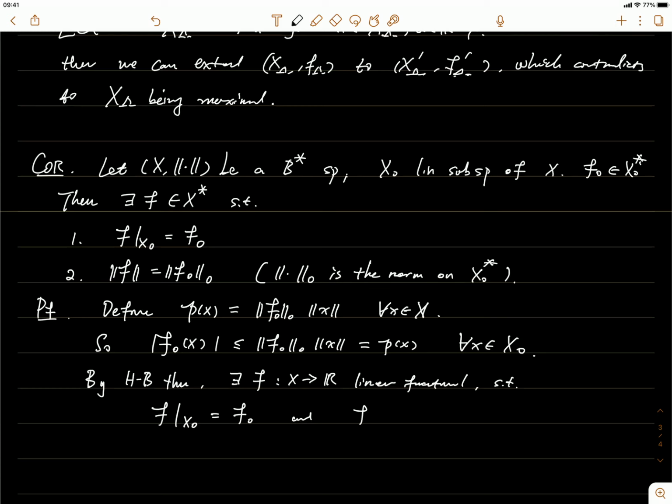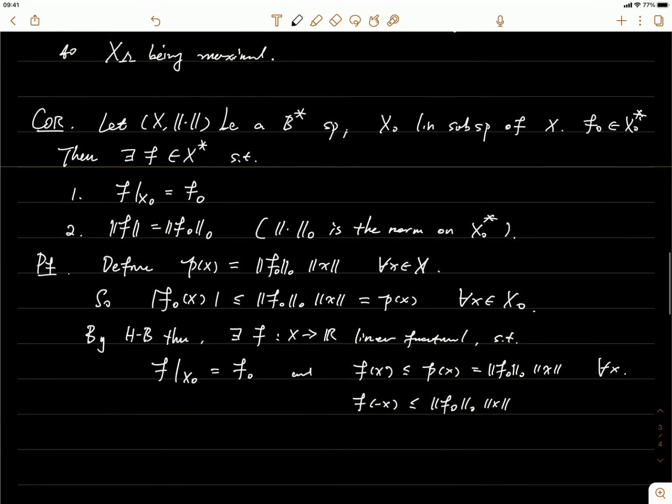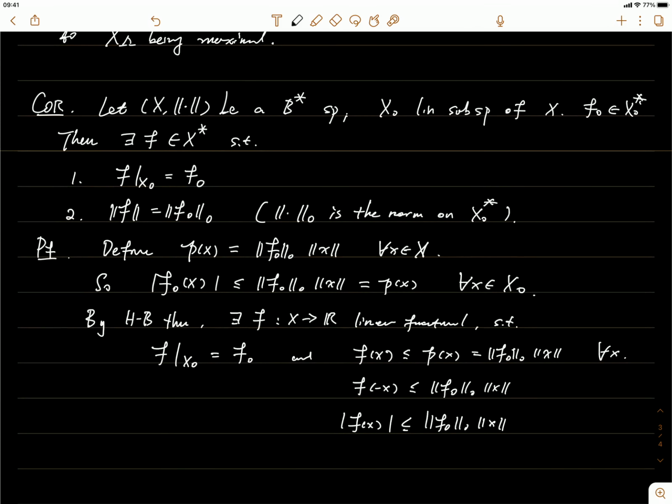Right? That's one thing that the Hahn-Banach theorem tells us. And also, the F of x should be bounded above by P of x, and this is equal to this constant times the norm of x. And this is true for any x. Okay, so we have that. And if this is true, apparently we take a negative x, it will be the same, right? We'll show this less than or equal to this, again, the norm of that, because negative x has the same norm as x. So combining these two together, we actually have the absolute value of F of x bounded above by this. And this tells us that F actually is bounded, and that implies F is continuous. So F is indeed in X star.